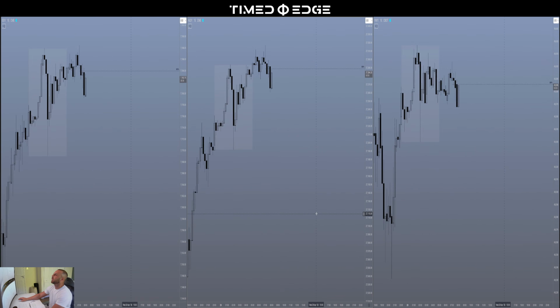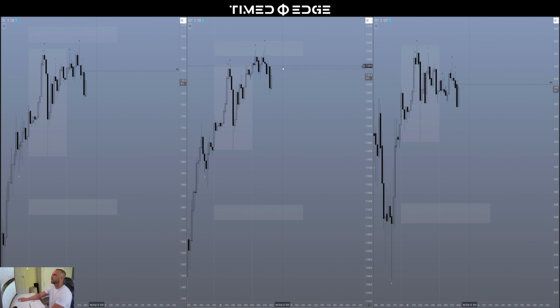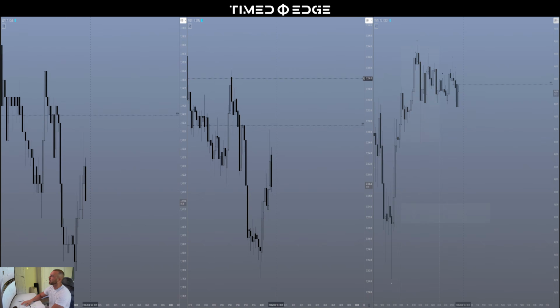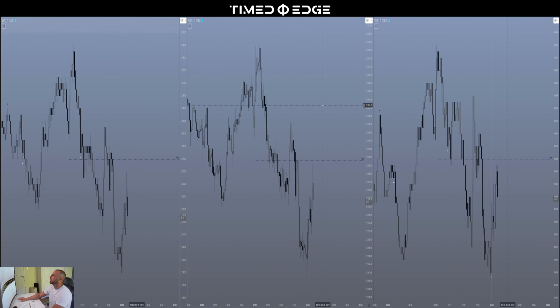Also want to see that 15-minute close, then wick above, take the liquidity, the buy side liquidity above the 15-minute high. Formed a nice range at the moment. We don't want to see this come back down now, because that invalidates the trade.